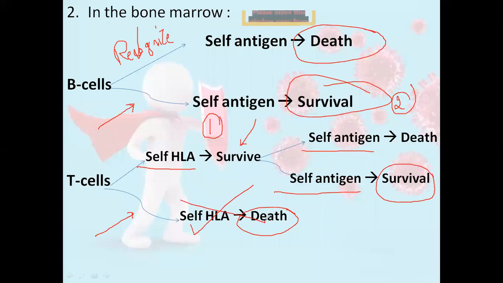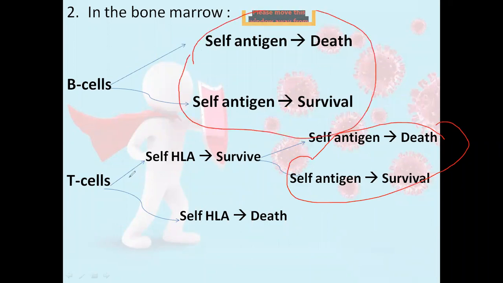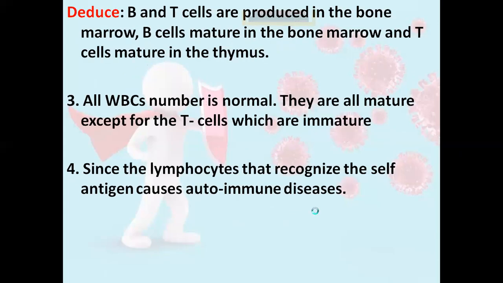If they recognize self HLA, they finish the first process. Moving to the second process, if they recognize the self antigen, they will die. If they do not recognize the self antigen, they will survive. So as you noticed, there is something common between them. The second process is the same in both of them, in the B and in the T. But for T cells there is a double selection process, in which they must recognize the self HLA. So here, this is the description of the first paragraph.